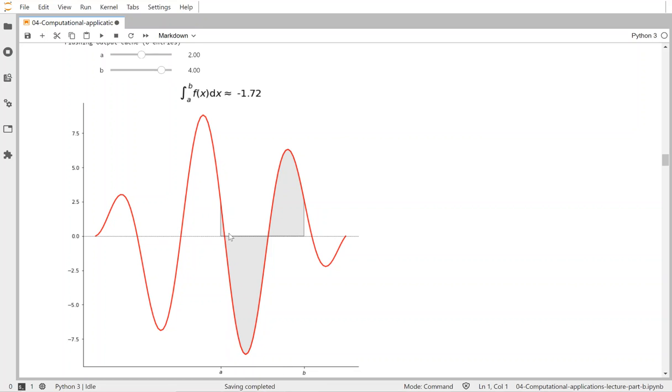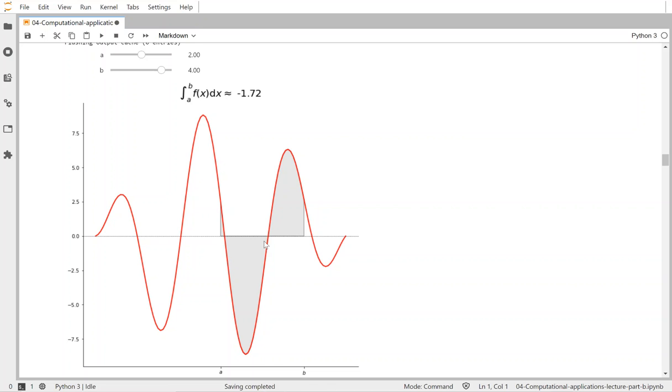I'm just labeling them as a and b though. And you can see in the gray region, that's the signed area that I want to approximate. So the integral from a to b of f of x dx for this value of a and this value of b is approximately -1.72. Now, is the sign of it correct?